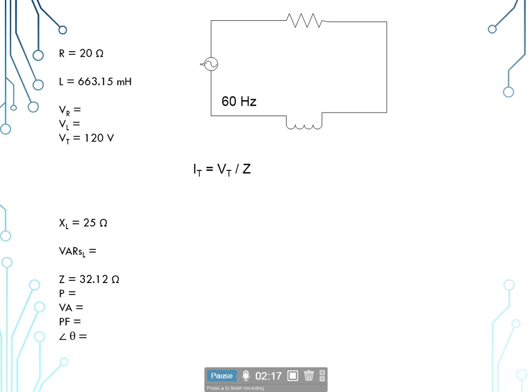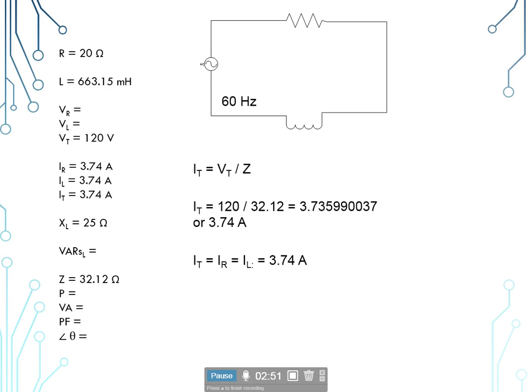So now we're going to find our total current. So our total current is going to be basic Ohm's law. I sub t is equal to V sub t. We're going to replace our R with Z, so I sub t is equal to V sub t divided by Z, our impedance. So our total voltage of 120 volts divided by our impedance of 32.12 ohms will give us 3.74 amps.